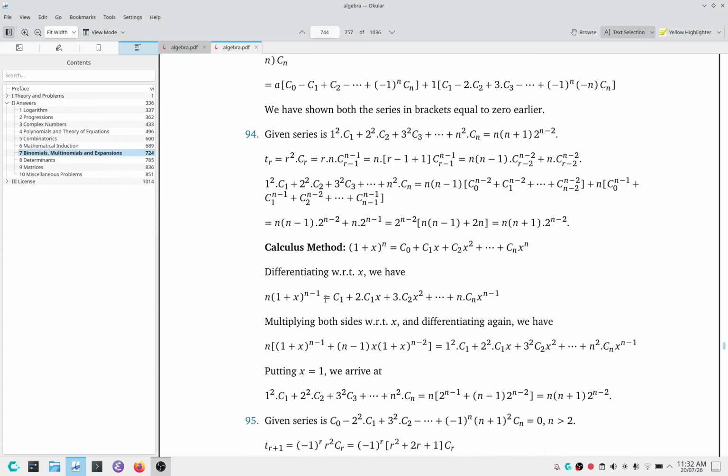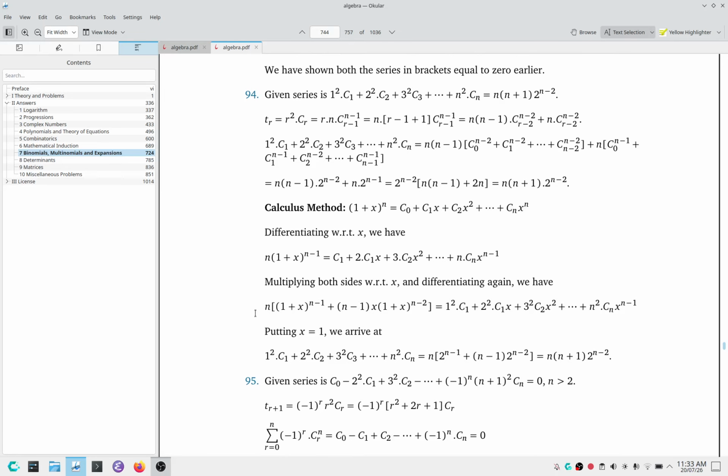In the calculus method, we first differentiate with respect to x. We get c1 plus 2 c2 x plus 3 c3 x square up to n cn x to the power n minus 1. Now we multiply both sides by x and differentiate again with respect to x. We get n times 1 plus x to the power n minus 1 plus n minus 1 x times 1 plus x to the power n minus 2 is equal to 1 square times c1 plus 2 square times c2 x plus 3 square times c3 x square and so on up to n square cn x to the power n minus 1. We substitute x is equal to 1, we get the sum as n times n plus 1 times 2 to the power n minus 2.